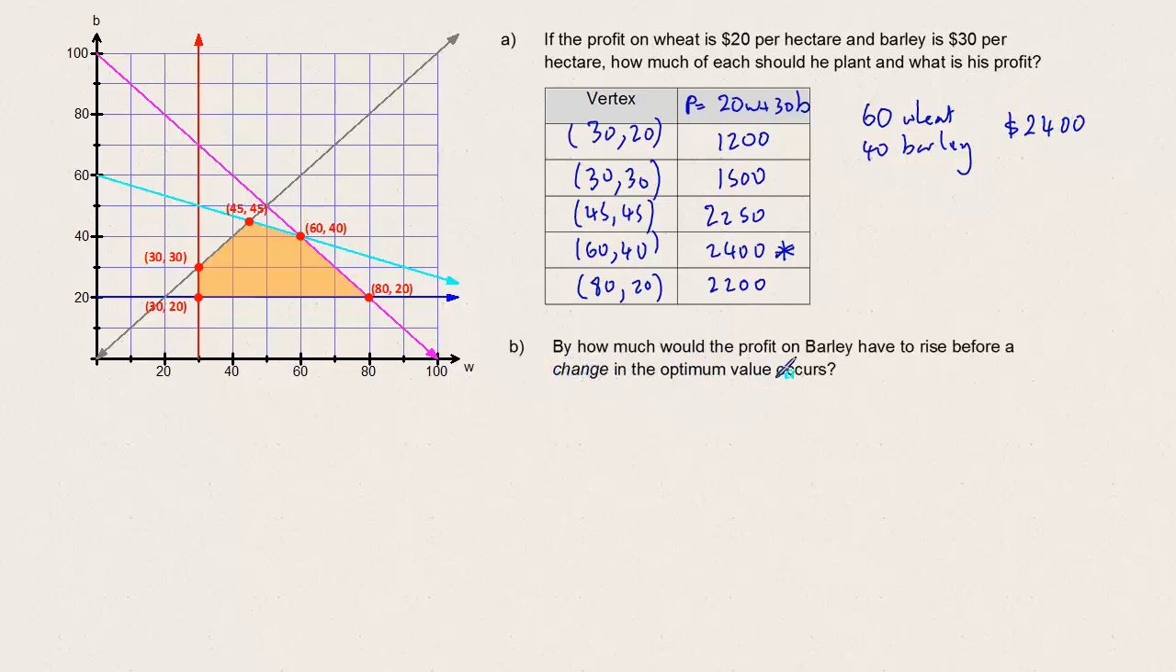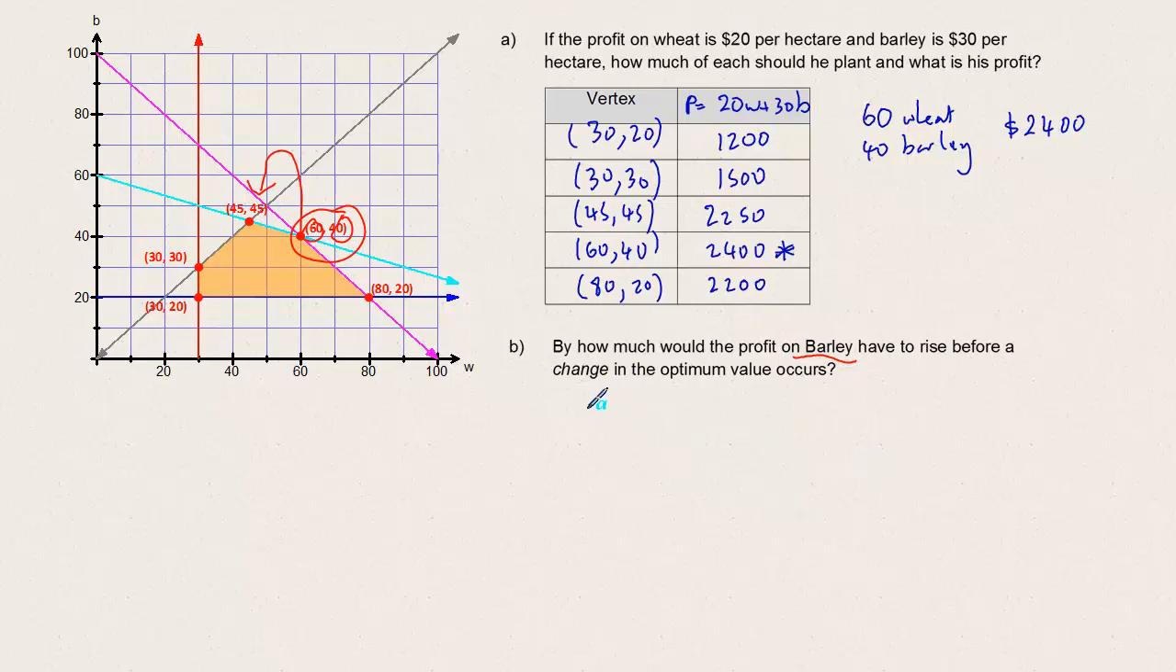By how much would the profit on barley have to rise before a change in the optimum value occurs? So at the moment we're at this vertex here. It's the profit on barley that's going to rise, so we need to produce more barley, and that means we might need a bit less wheat. So what we're looking at is, where is it going to switch to this vertex, the one that has more barley and less wheat? So if we increase the profit on barley, that's where the switch will occur.